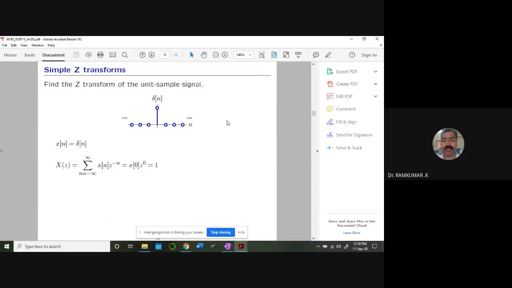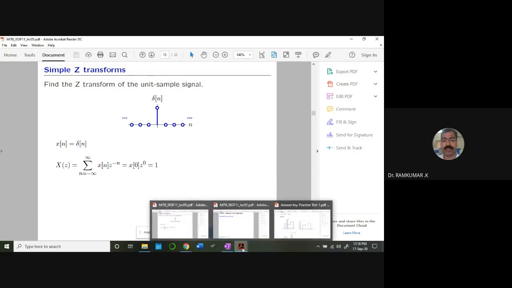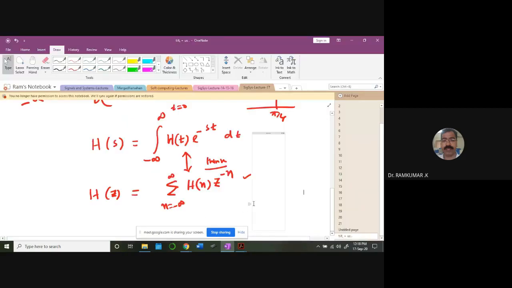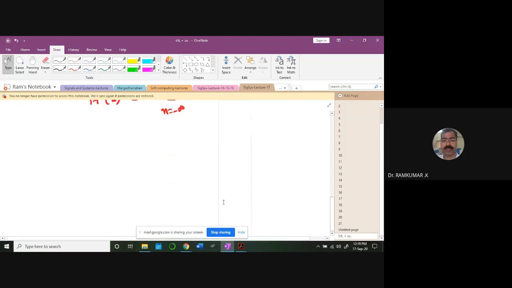With this in mind, look at a few examples. For example, I want to compute the Z transformation of the delta n signal. How do you compute it? Put x of n equal to delta n in the given expression. Now this signal is in the time domain form. The question is, how do you compute the Z transformation?